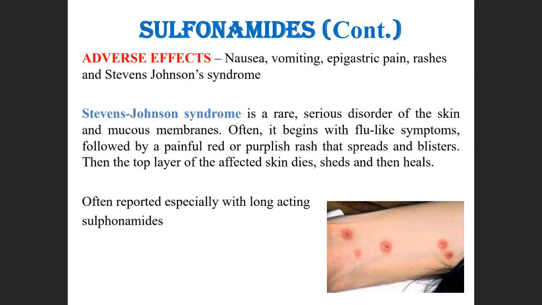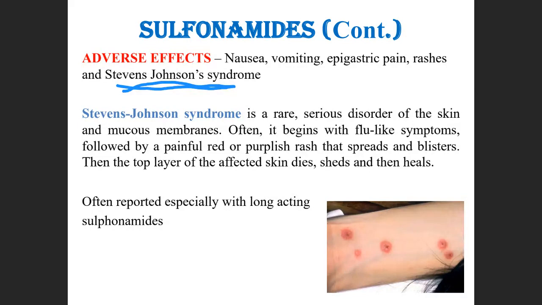So next is adverse effects. What are the adverse effects? The most common adverse effects of this drug are nausea, vomiting and other GI disturbance, epigastric pain, rashes, and Stevens-Johnson syndrome. What is this Stevens-Johnson syndrome? This is the new thing, so you have to remember Stevens-Johnson syndrome, other than the normal GI disturbance.